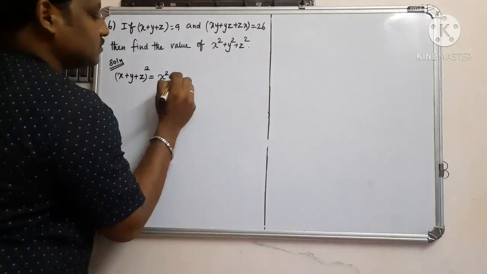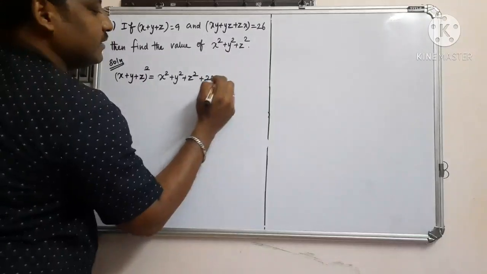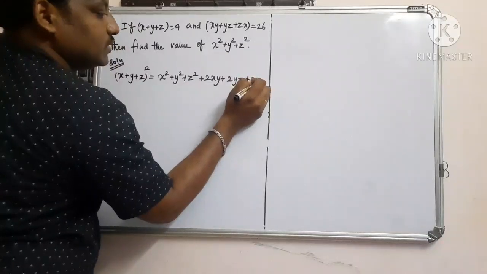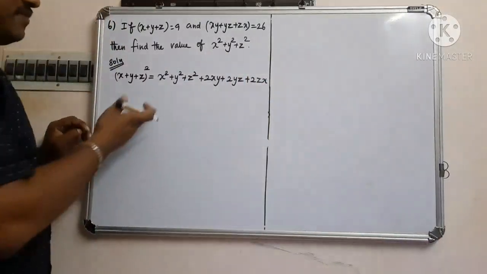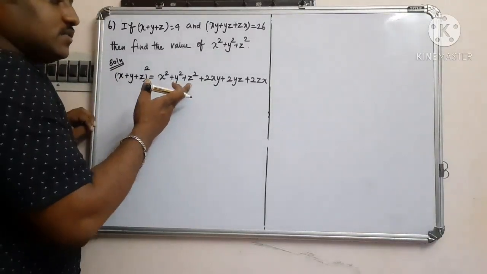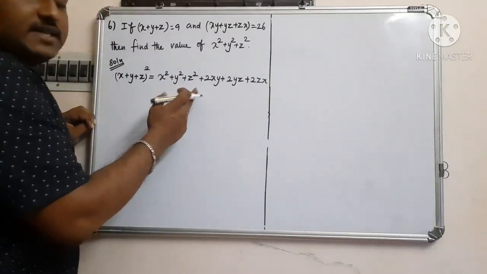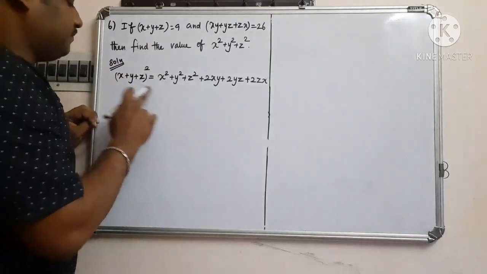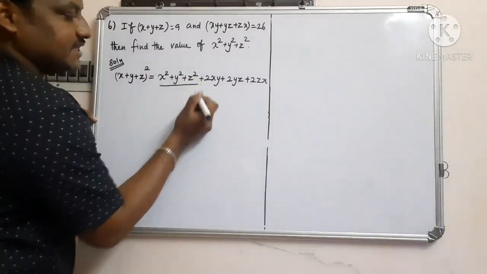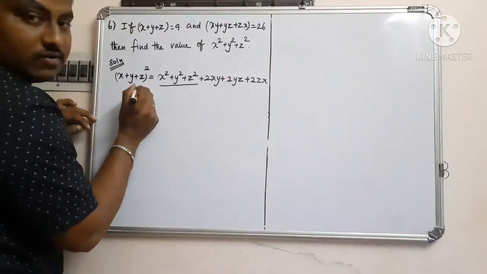x square plus y square plus z square plus 2xy plus 2yz plus 2zx. So instead of a, b, c, we are writing x, y, z. So variables are only different. Whether you take a, b, c or x, y, z, it is not wrong, both are the same formula. So here we have to find the value of x square, y square, z square only. So all the values 2xy, 2yz, 2zx should be shifted over to the other side.